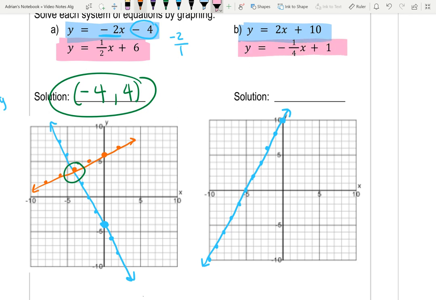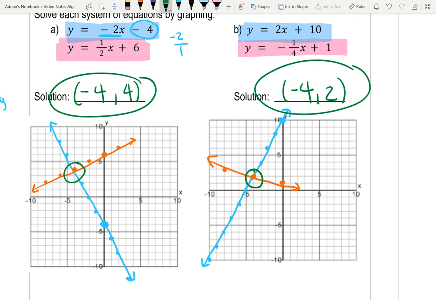Then my next line will start at +1. And I'm going to go up 1 to the left 4. And I've already hit my point of intersection there. But I'm going to go ahead and just go over one more, just so I have a clear indication where my line is going. And then this time my solution is here where they're intersecting. And this time it's at -4, 2. So again, this is my answer. We have to show all of the steps to get there.